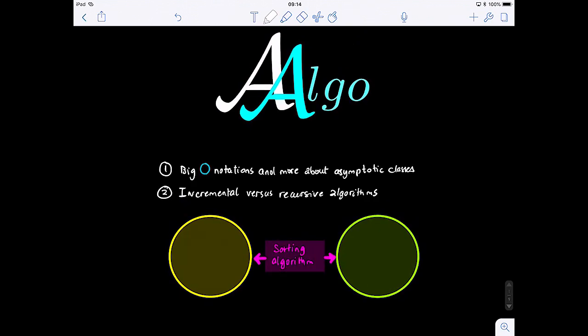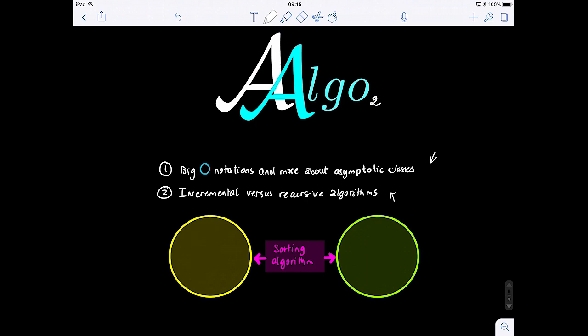Okay, welcome to lecture 2 of analysis of algorithms. In this lecture, we will cover two main topics. The first one is basically big O notation. In the previous lecture, we looked at the worst case scenario, the big O notation. In this lecture, we're going to look in detail at other asymptotic classes.